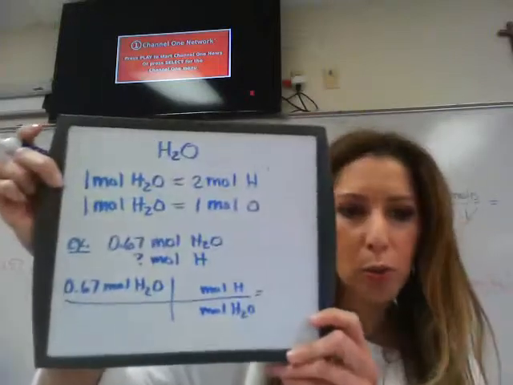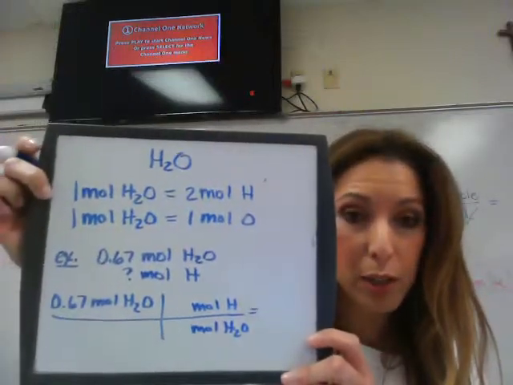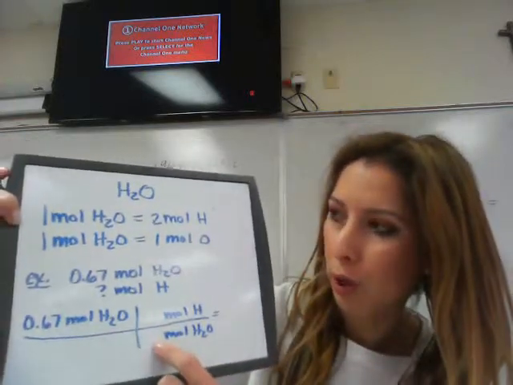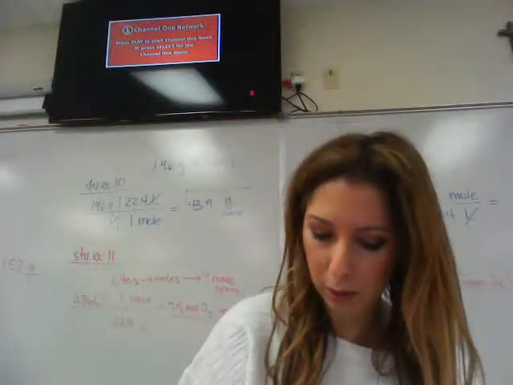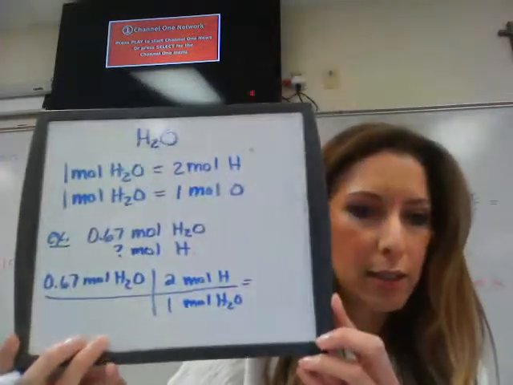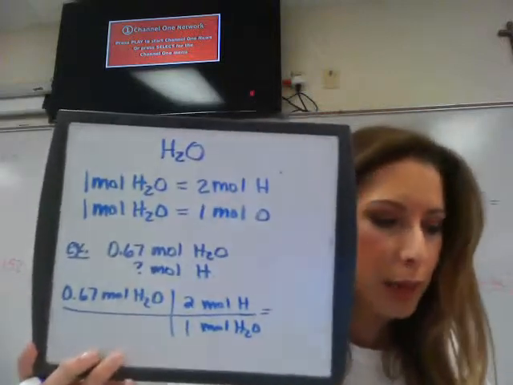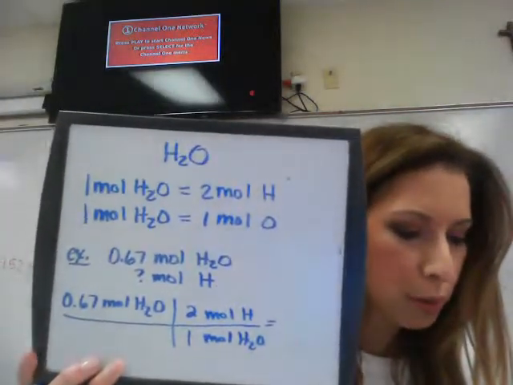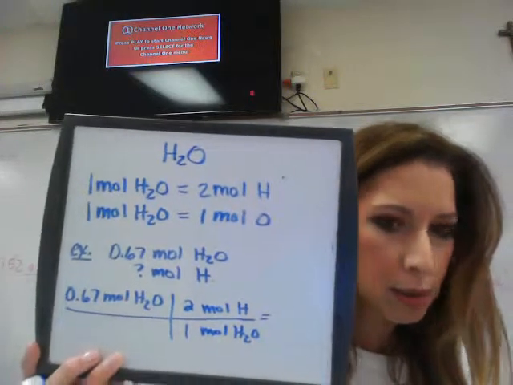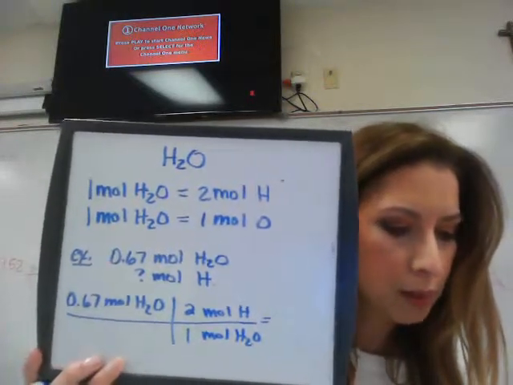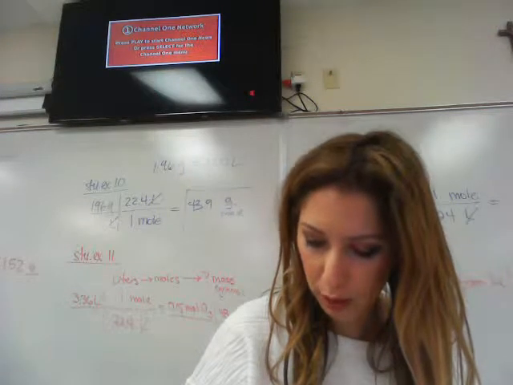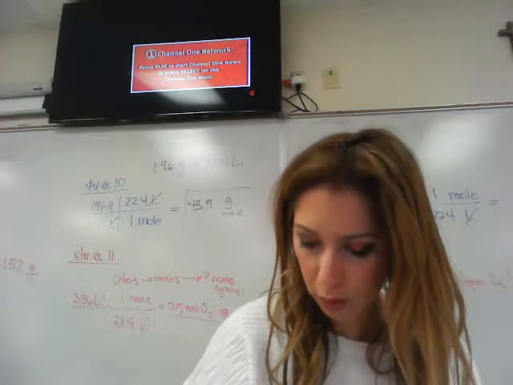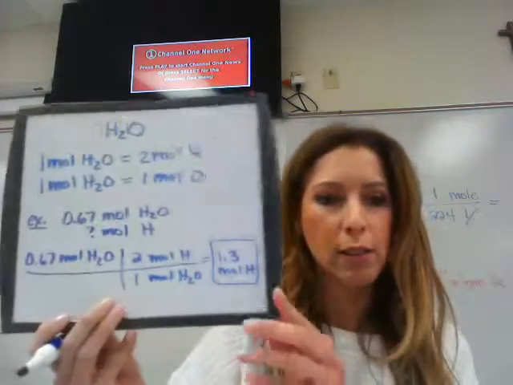So back up here I used 1 mole of H2O equals 2 moles of H. I'm going to use that here. We're going to put 1 mole of H2O here. We're going to put the 2 up on top because that's the mole ratio within the compound. So it looks like this. So you're going to end up multiplying. So it's 0.67 times 2. And I got 1.34. I want 2 sig figs because 0.67 is 2 significant figures. So my answer is 1.3 moles of hydrogen, like this.